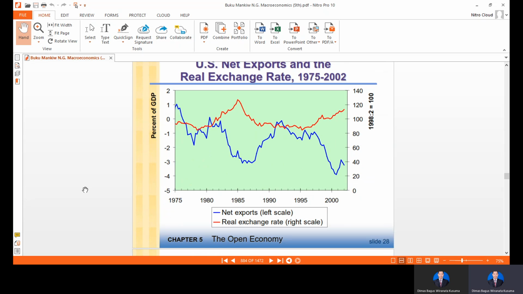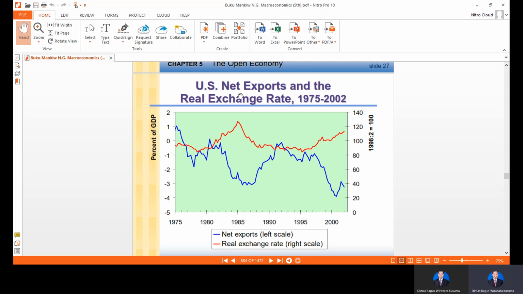Here is an example of the graphic, showing how US net export and the real exchange rate changed between 1975 and 2002, whereby the net export is the blue one and the real exchange rate is the red one. So if the real exchange rate is lower, it will increase the net export. And here it is increasing, decreasing, increasing. And if the real exchange rate increases here, the net export also decreases. So it has a negative relationship. It has opposite directions between the net export and the real exchange rate.